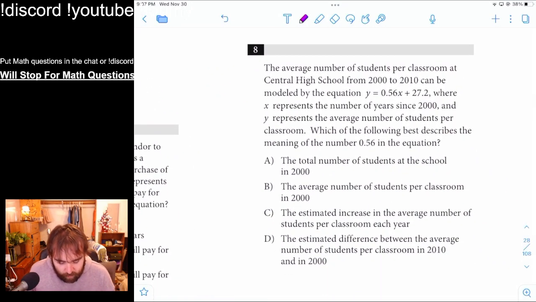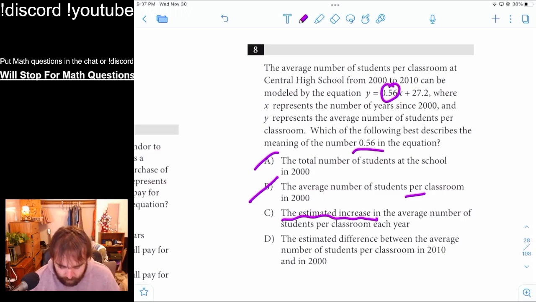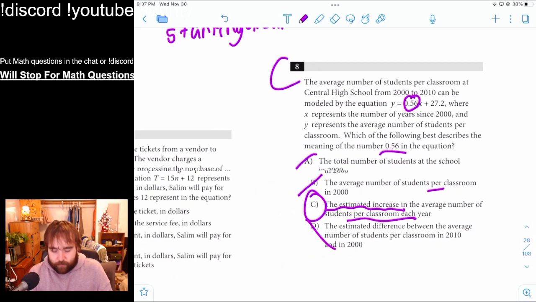Okay, next. Which of the following best describes the meaning of 0.56? 0.56 is the slope because it's being multiplied by x. So we know it's a rate. So is it the total number of people in the school? No. Is it the average number of students per classroom? No. We have the per, but that's still not a rate. Especially when we have C, the estimated increase. So that's definitely a rate of students per classroom each year. Or the estimated difference between the average number in 2000 and 2010? No, definitely not. It's definitely C, because it's a slope. It's a rate. That's all we really need to look for.